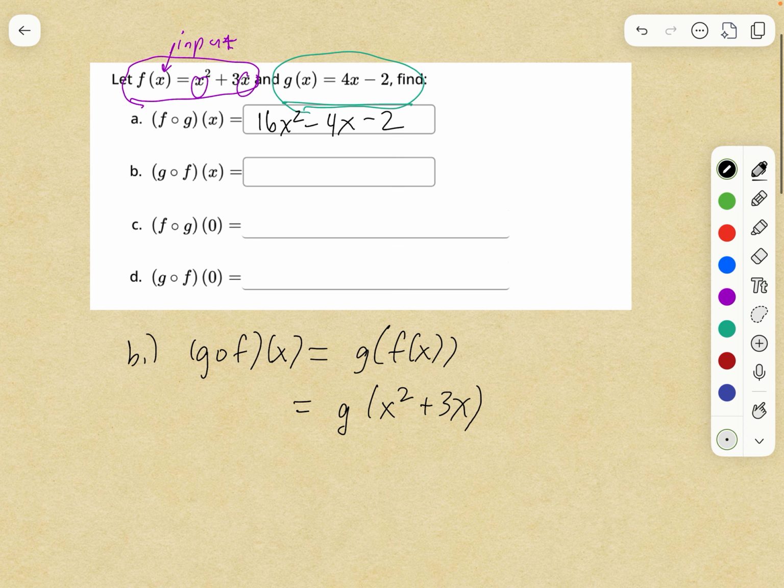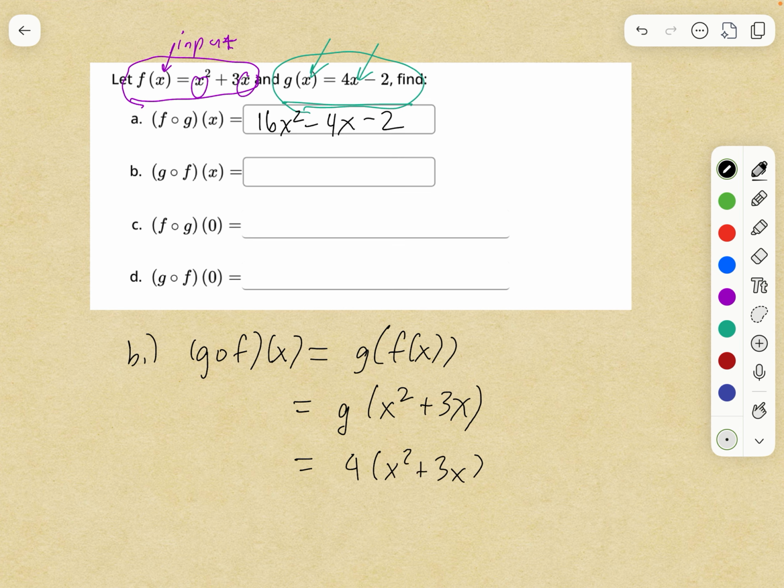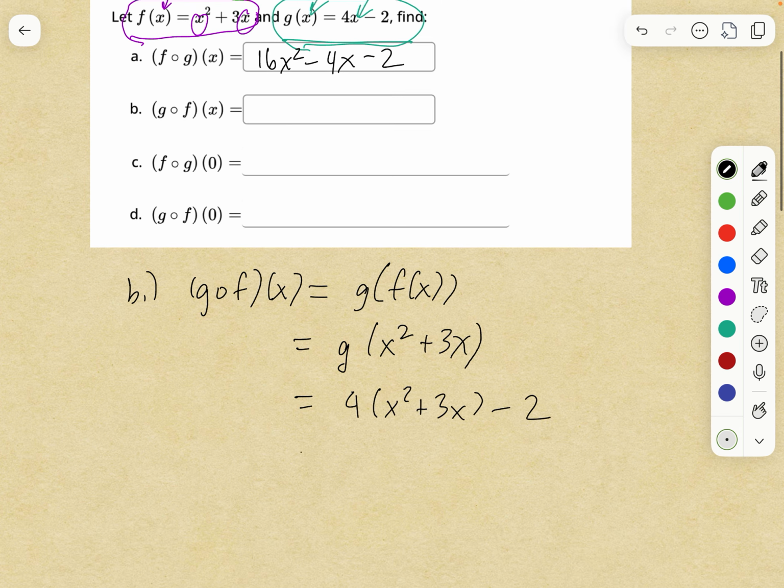I look at my g of x. Everywhere I see an x, so in this 4x minus 2, that x I replace by x squared plus 3x, because that's what I'm trying to find. I'm trying to evaluate my function when my input is x squared plus 3x. So I'm going to get 4 times x squared plus 3x, and then minus 2. And that's going to give me, when I distribute, 4x squared plus 12x minus 2.